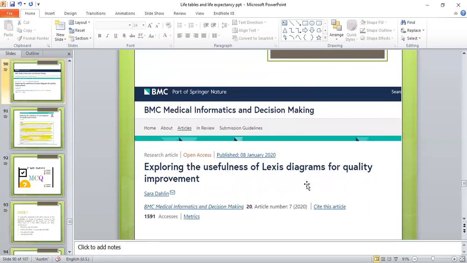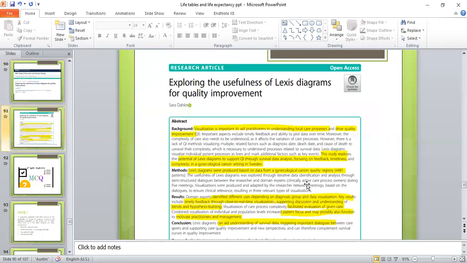Also, there is an article published, exploring the usefulness of the Lexis diagram for quality improvement, which shows that visualization is important to practitioners in understanding local health processes. Therefore, they use the Lexis diagram to support quality improvement through survival analysis, focusing on timely feedback. They showed that the Lexis diagram should aid in understanding survival data and help physicians with visualization and getting timely feedback.